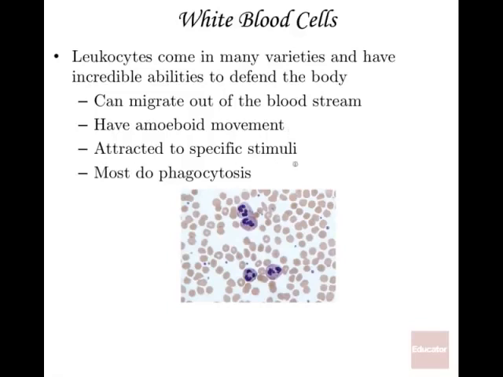They're attracted to specific stimuli. Depending on which white blood cells you're talking about, they're able to home in on certain kinds of foreign bodies: bacteria, certain viruses, even parasites. And most of them do phagocytosis, which means cell eating. It's a form of endocytosis where they wrap their plasma membrane around the foreign body, taking it in, and then that little sac, which now contains the bacteria or what have you, fuses with lysosomes, little cellular organelles that have enzymes that can digest the foreign invader and kill it. So those are some abilities of white blood cells.